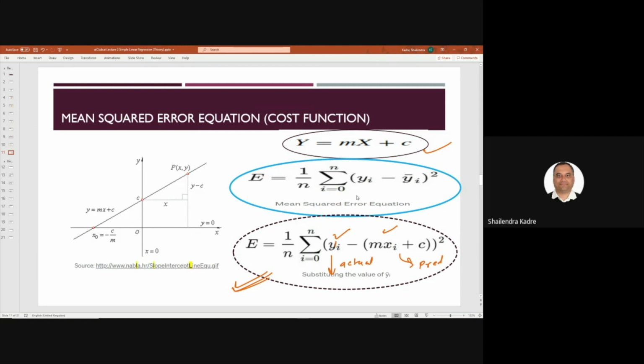Anyone from Gesu guys? Do you want to minimize the mean squared error or maximize it? Sir, minimize. Why minimize? Because it is representing an error term, right? So you want to always minimize error, so you always want to minimize mean squared error.